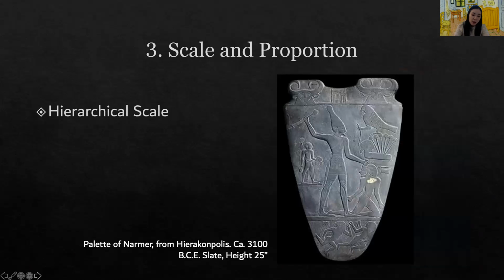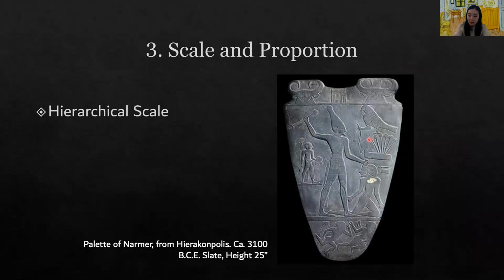And this is the palette of Narmer from ancient Egypt. This is more popularly known as Narmer's pose. The biggest figure is Narmer. This pose is called Narmer's pose, which is typical of Egyptian art.